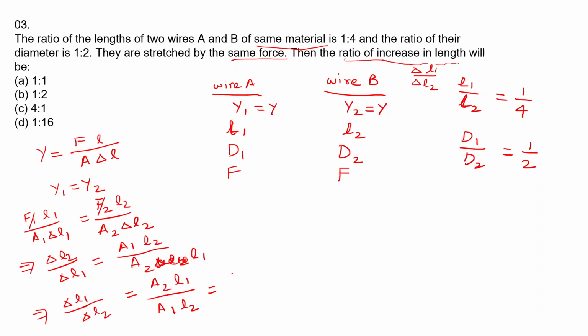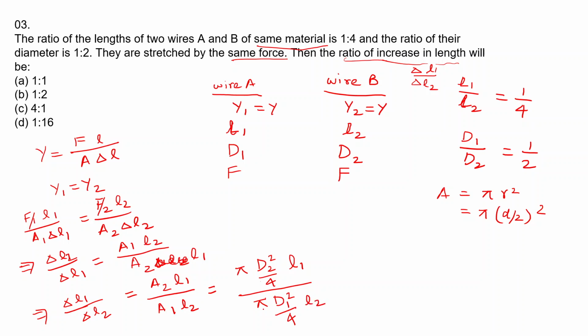So the ratio of... okay, we know that area is pi r square. In terms of diameter, the radius is d by 2. So putting this here, A2 means pi d2 square by 4, and L1, divided by, for area 1, pi d1 square by 4 and L2. So pi cancels, 1 by 4 cancels. What we get is d2 by d1 square, and L1 by L2.